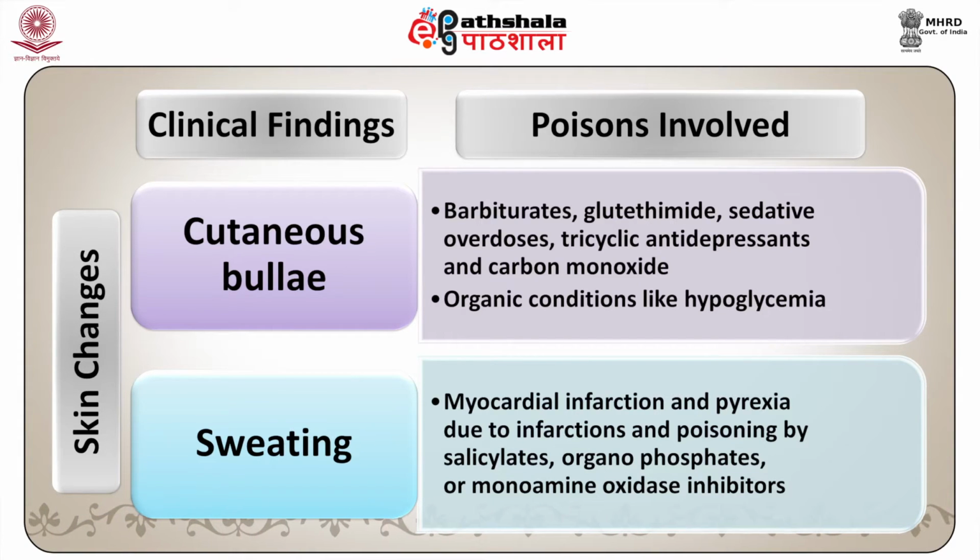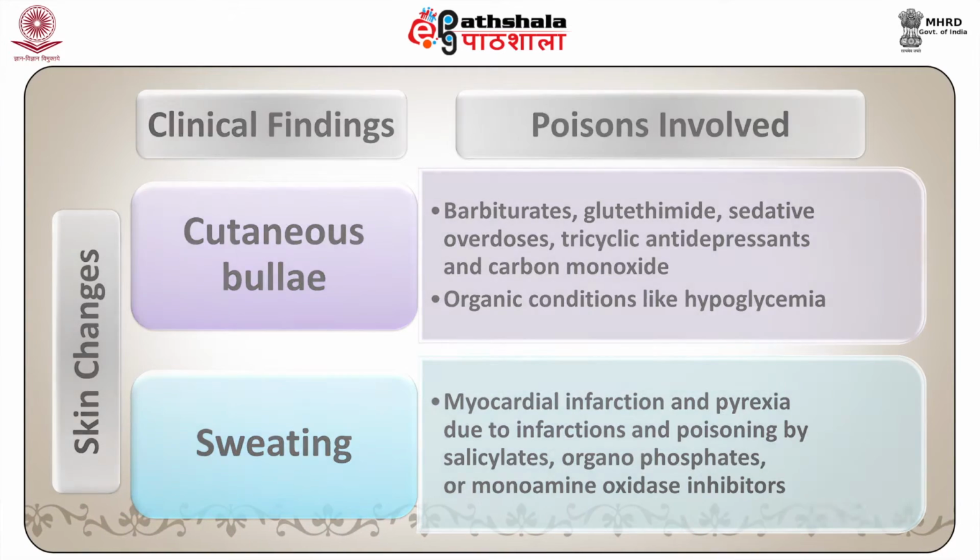Cutaneous bullae are caused by the poisoning of barbiturates, glutethimide, sedative overdoses, tricyclic antidepressants and carbon monoxide, also caused by organic conditions like hypoglycemia. In case of sweating, it is due to myocardial infarction, better known as MI, and pyrexia is due to infections and poisoning by salicylate, organophosphates or monoamine oxidase inhibitors.